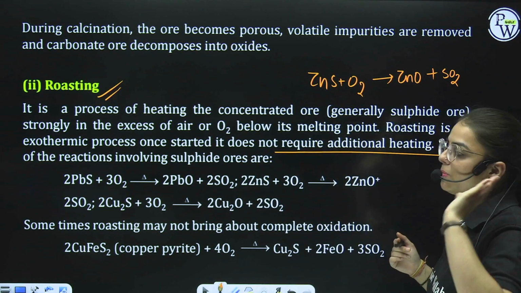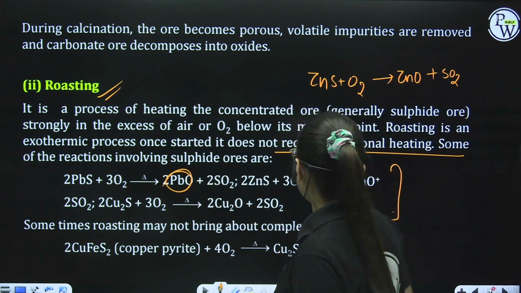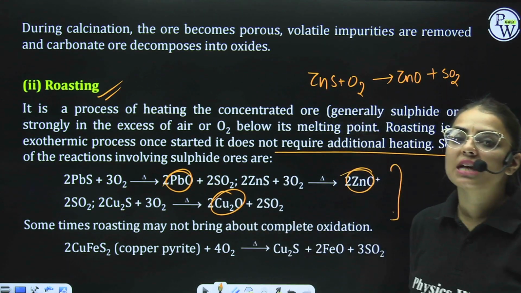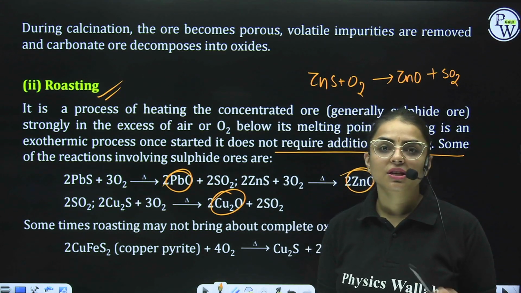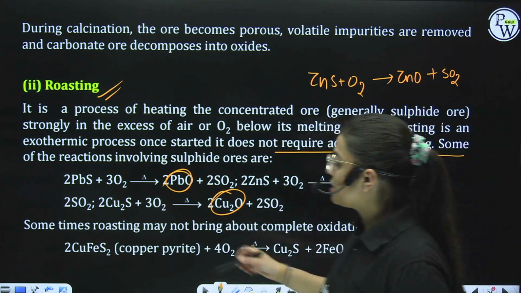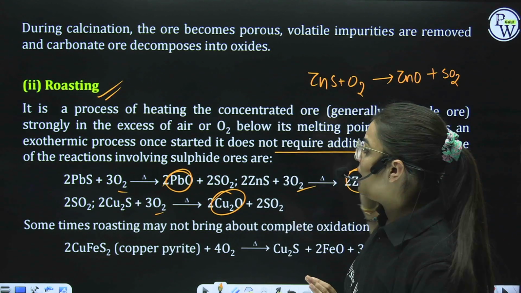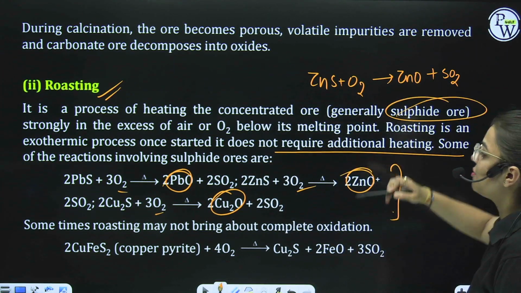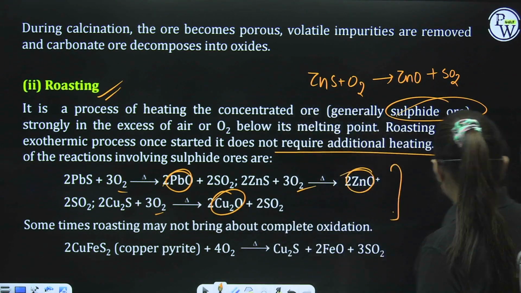When someone started, it will complete automatically. So there are some examples. Here they have formed PbO, here they have formed ZnO, here they have formed Cu2O. All of these are oxides basically, and all of these occur in the presence of air. It is very easy to understand that here you can see O2 is reacting with O2. Yes, simple. Let's move on to the next part. And one more thing, roasting generally occurs in sulfide ores: PbS, ZnS, Cu2S.